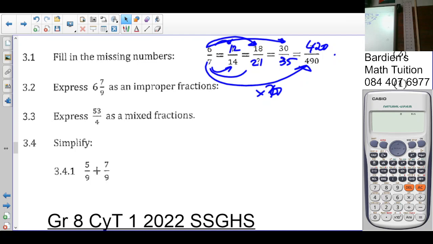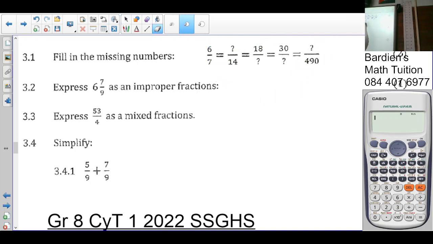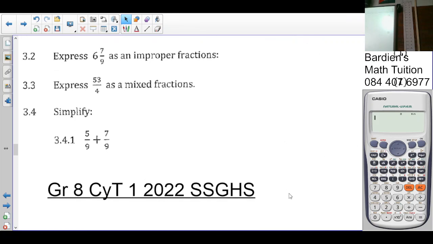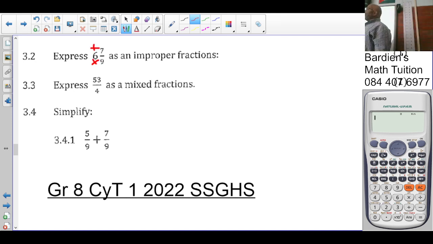So in question 3.2 it says express 6 and 7 over 9 as an improper fraction. So what do we do? Multiply and add. So 6 times 9 is 54 plus 7 is 61 over 9. Next one, you must express 53 over 4 as a mixed fraction. So 4 goes into 5 once, carry 1, goes into 13, 3 times, 1 remaining. So it's 13 and a quarter. Is that correct? Yes.